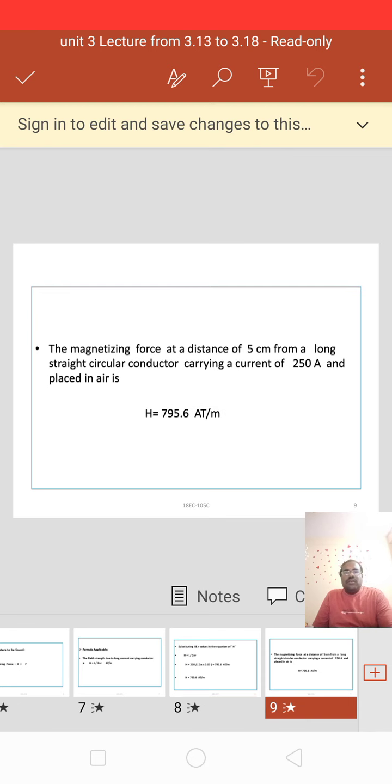At last we can write this result as: the magnetizing force at a distance of 5 centimeter from a long straight circular conductor carrying a current of 250 amperes and placed in air is H equal to 795.6 ampere turns per meter.